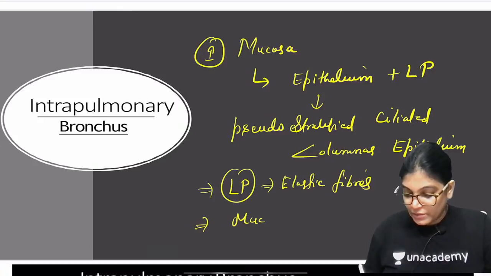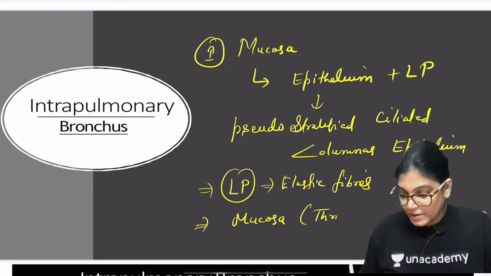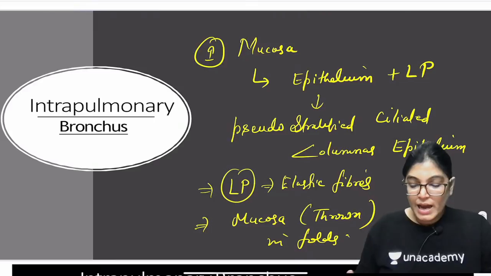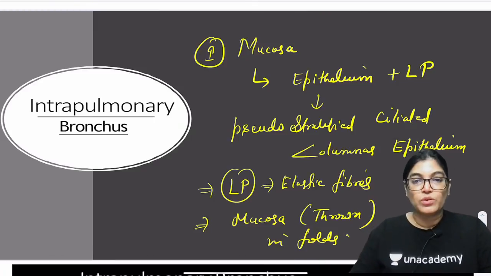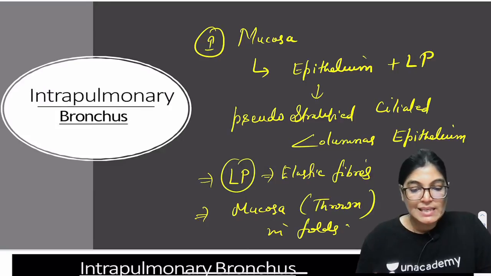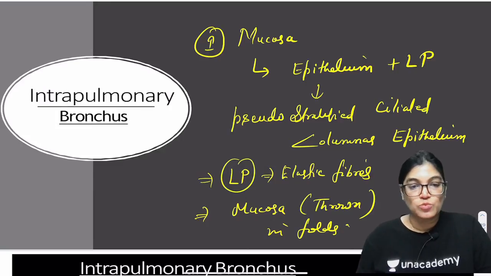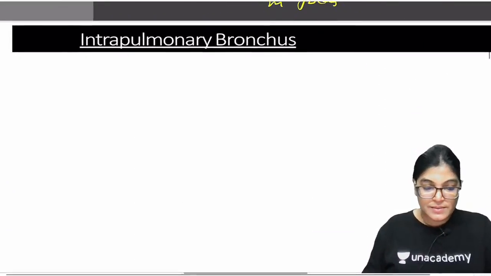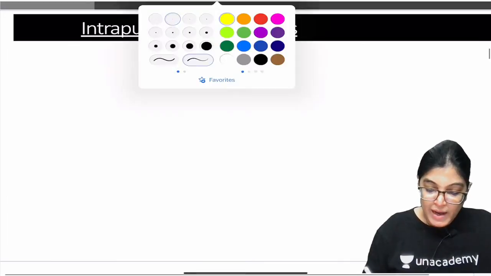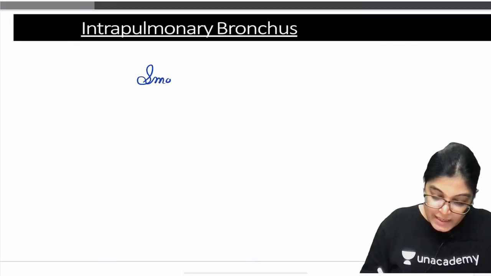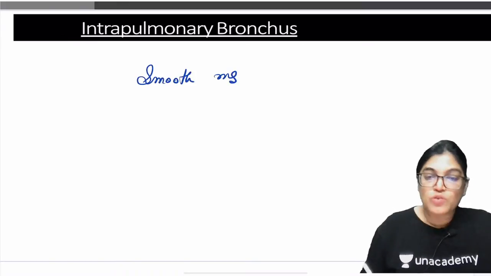Mucosa will be thrown in folds. And what is the region of mucosa being thrown in fold? The region of mucosa being thrown in folds is the region of contraction by the underlying smooth muscle. Okay. So this is about the mucosa layer, and the second layer is the smooth muscle layer. Actually the smooth muscle layer is contracting and the mucosa is thrown in fold.